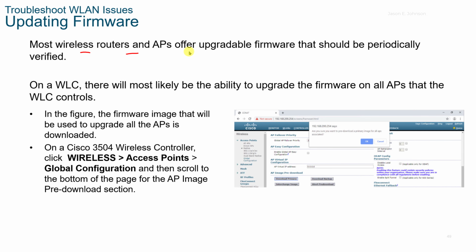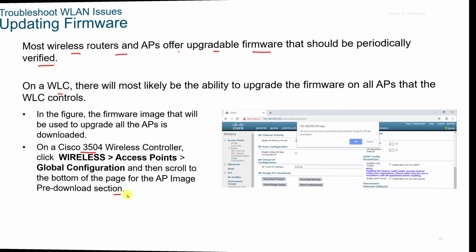Most wireless routers also offer firmware that should be periodically verified. Just like you update the BIOS on your desktop or the applications on your smartphone, you want to upgrade the firmware on your devices. You can do that by logging into the controller and checking, for example, here on the right, the Cisco 3504. Then you can download the latest upgrade and install it, or check to see if you've got the latest one. That sometimes will solve problems as well.